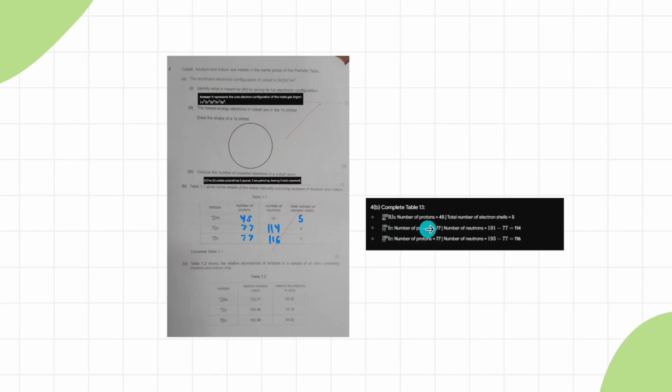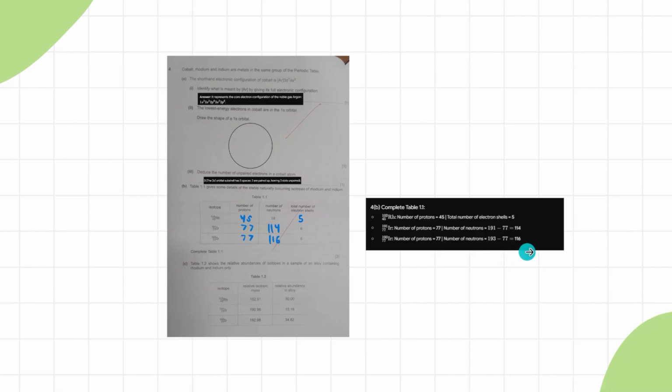Going through it again, in the first one we see the number of protons is 45, so the number of electrons is 45. For iridium, the number of protons is 77, and the number of neutrons is 191 minus 77, which equals 114. Next, for the other iridium isotope, the number of protons is 77, and the mass number is 193, so we subtract 77.